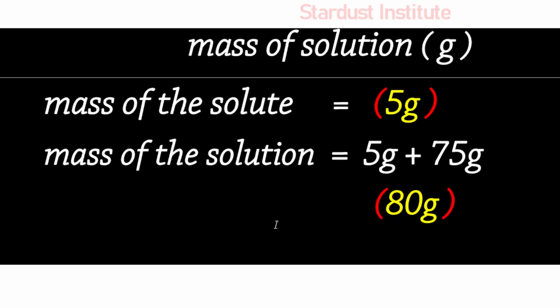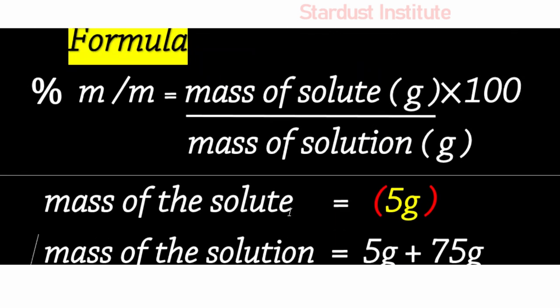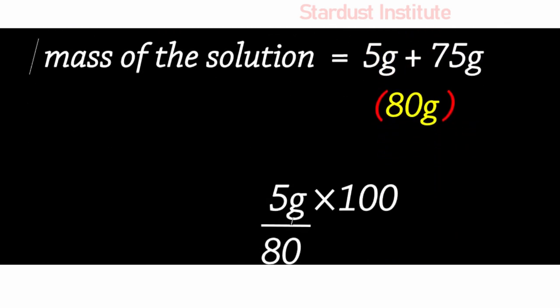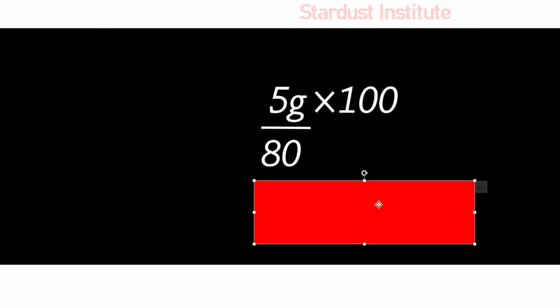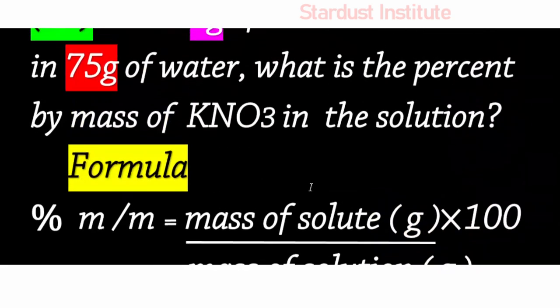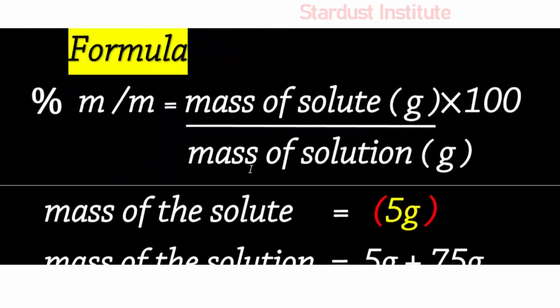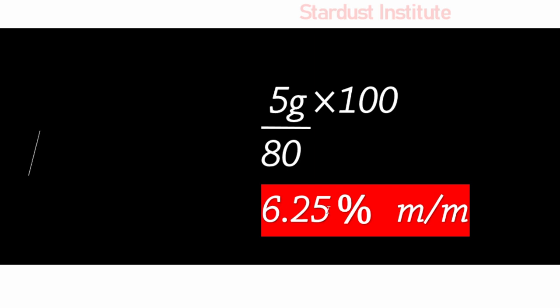Now we can substitute these values into our formula. Mass of the solute in grams divided by mass of the solution. 5 grams divided by 80 grams multiplied by 100. By simplifying this, we can get our answer: 6.25. What's the percent by mass of potassium nitrate in the solution? 6.25%.